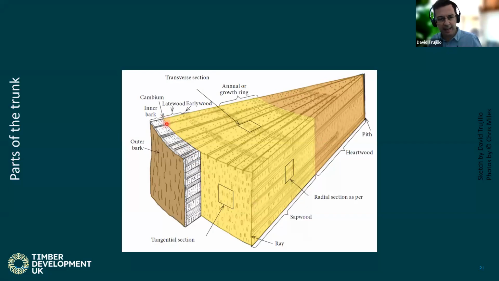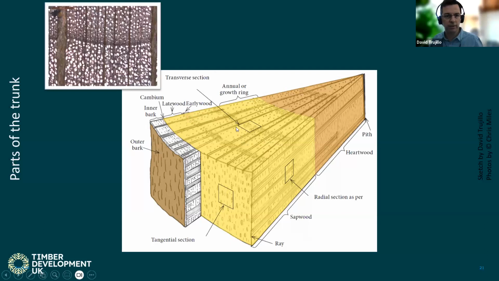Then there is a very thin layer of cells here called the cambium, which are the only cells in the tree that have the ability to divide, and towards the inside they produce wood, and towards the outside they produce bark. And as they grow, you have two periods of growth in a climate like ours. We have early wood and late wood. I'll show you some photographs in a moment of what that looks like.